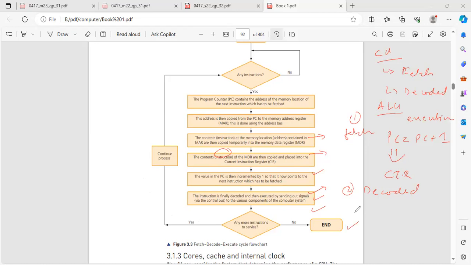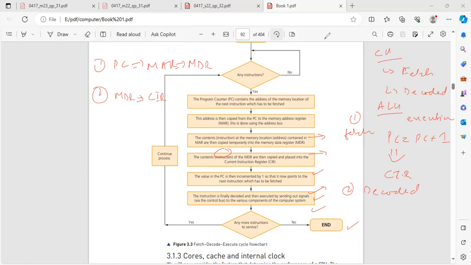Okay, you got the idea of how different registers work together. The first part is PC. PC transfers data to MAR. Then MAR passes the address of data to MDR. From MDR, it will transfer to CIR. This is the kind of process by which information is passed from one register to the next register.